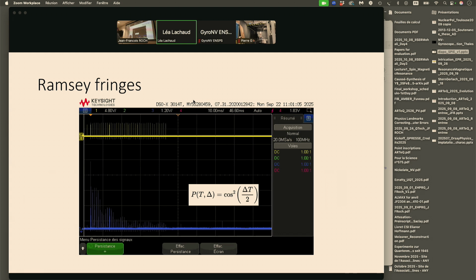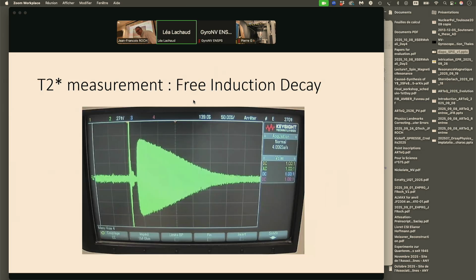So if we want to measure the T2, we got a first estimation of the T2 star with the free induction decay curve, that it was around, let's say, 200 microseconds. So it's very short, and removing the influence of the inhomogeneity thanks to a spin echo sequence, we're going to see that the T2 lengthens a lot.